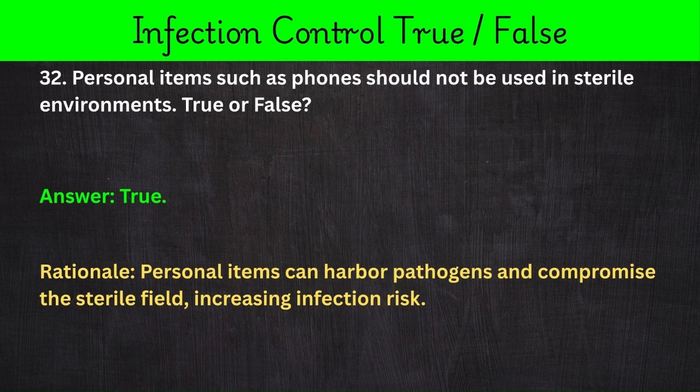32. Personal items such as phones should not be used in sterile environments. True or false? Answer: true. Rationale: personal items can harbor pathogens and compromise the sterile field, increasing infection risk.